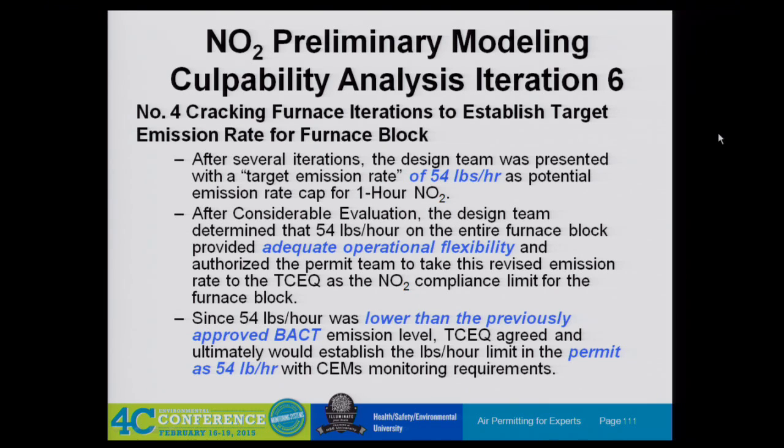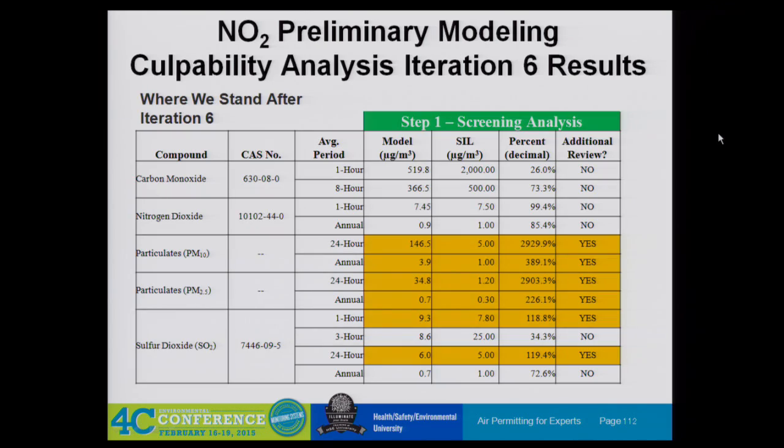You guys want to agree to 54 pounds per hour and just have one limit in your maximum allowable emission rate table? That's fine. That's your short-term limit. It's for the whole block. So we did that, modeled it again, and guess what? We turned out at 99.4%. So cutting it close, there's no headspace here, but TCEQ understood that we modeled backwards to get to that number, and it was a low number. So that was it for NO2.